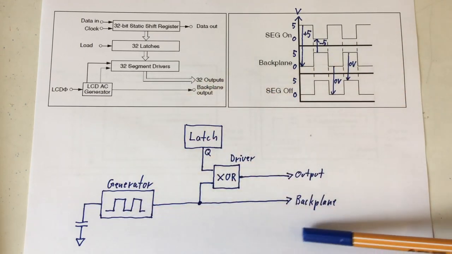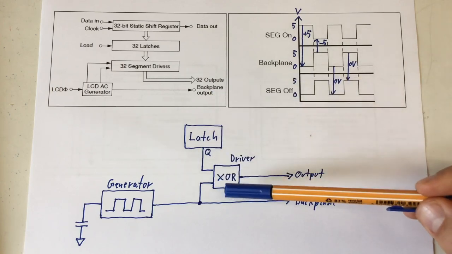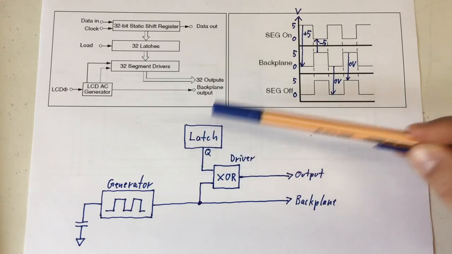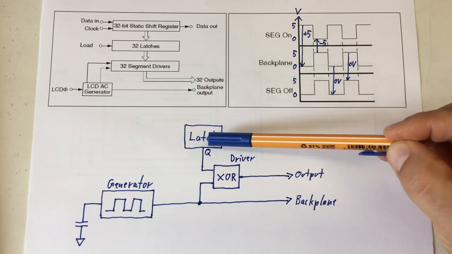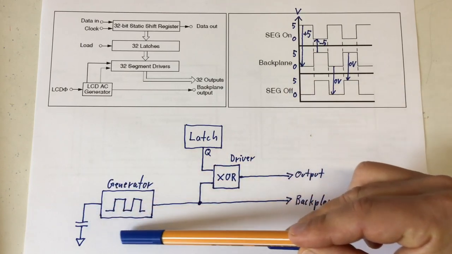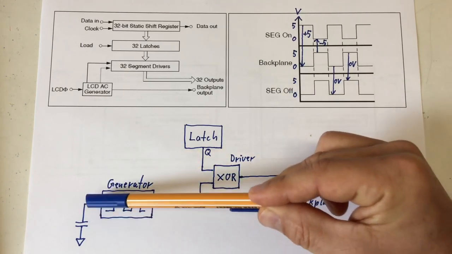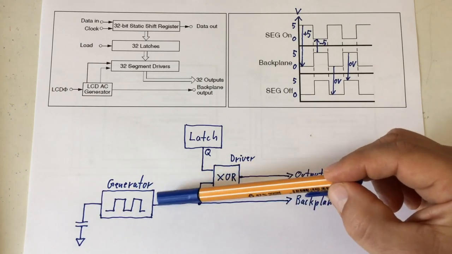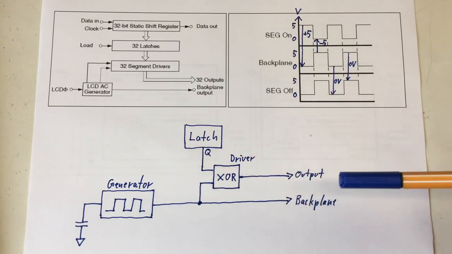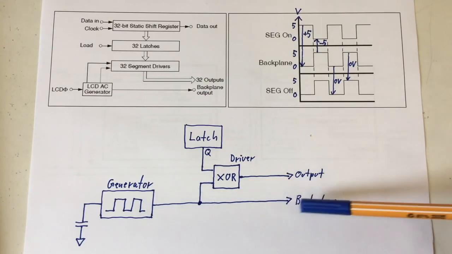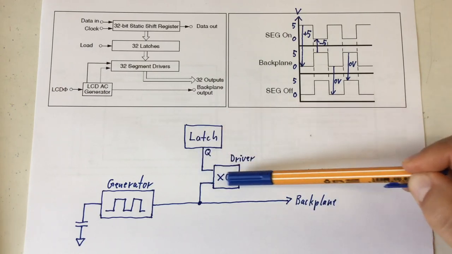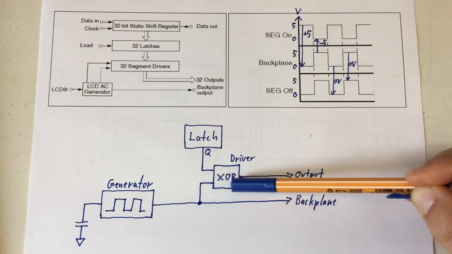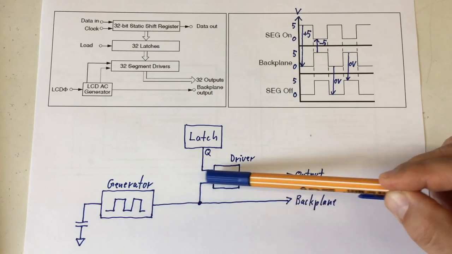And the way they probably do it, it's not really documented, is you have your latch output, which is either high or low, high for an on segment, and you have simply a generator, the one controlled by the external capacitor, which gives you simply low, high, low, high, low, high. And that could go directly to the backplane. And then your output to the segment is the latch output XORed with the generator output.